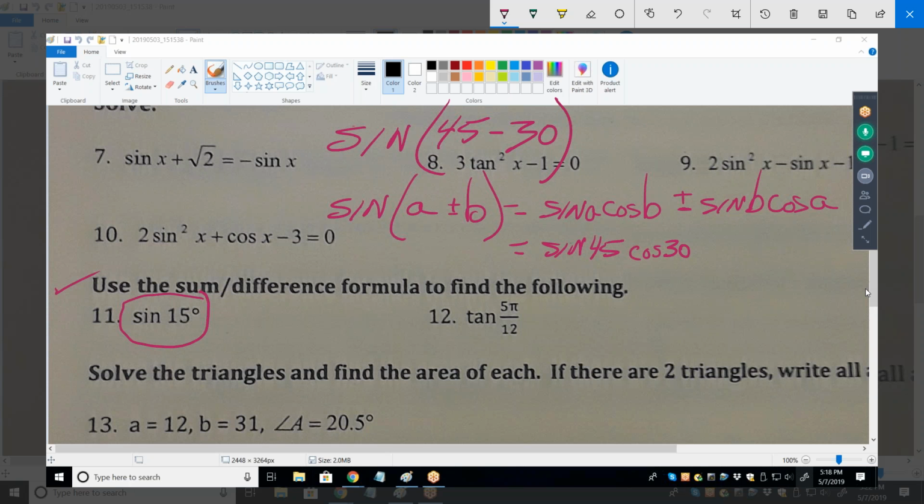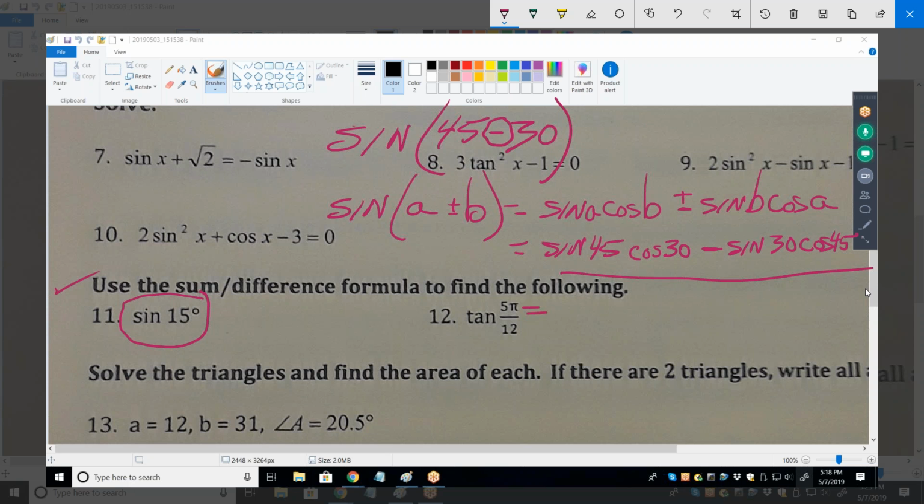Minus. Correct. It's the same thing that it is there. In other words, in the cosine sum and difference, it's the opposite, but in the sine sum and difference, it's the same. So now we have the sine of 45, cosine of 30, minus the sine of 30, cosine of 45. I highly recommend you write that step right there. Don't do some of this arithmetic in your head. It's just an easy way to make a mistake.